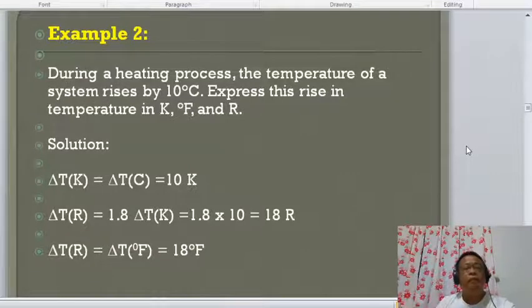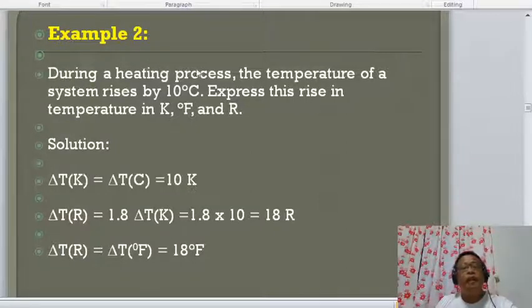Another example, we have here example number 2. During a heating process, the temperature of a system rises by 10 degrees Celsius. Take note, this is a change in temperature. Rises, meaning a change from an initial reading to a final reading. So that this 10 degrees is only the difference between the two temperature readings.